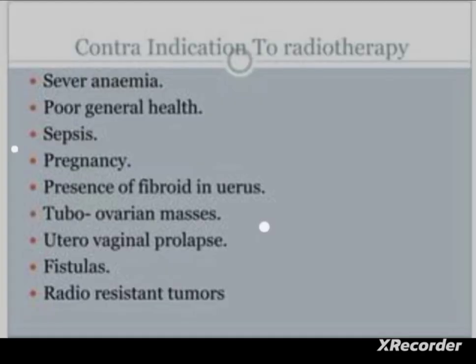There are some contraindications to radiation therapy: severe anemia, poor general health, sepsis, pregnancy, presence of fibroid uterus, tubo-ovarian masses, uterovaginal prolapse, fistulas, and radio-resistant tumors. In these conditions, we are not doing radiation therapy.